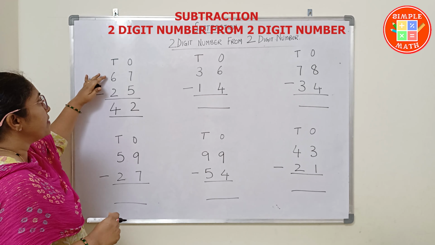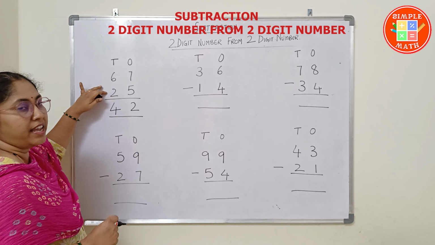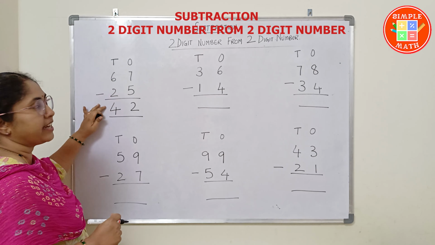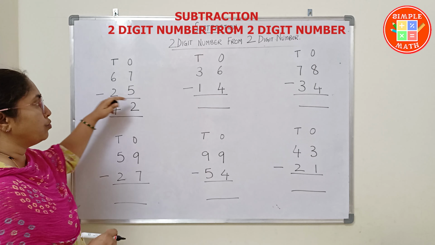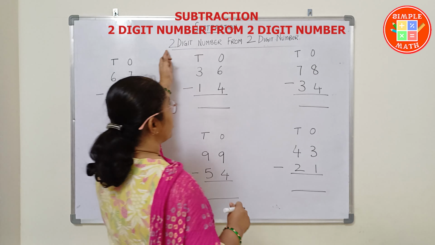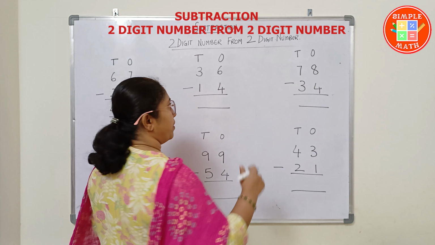Here in the tens column we are given 2 numbers. Earlier we got only one number, and we used to directly write the same number, bring it down. Now we have 6 minus 2. This is subtraction of a 2-digit number from a 2-digit number.